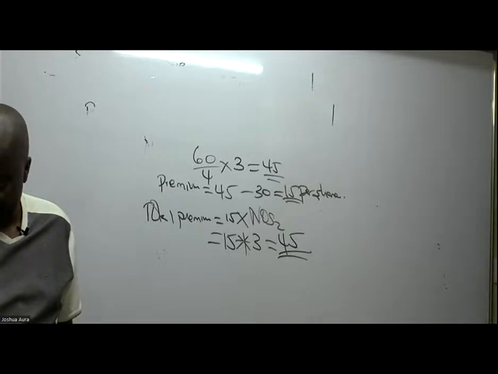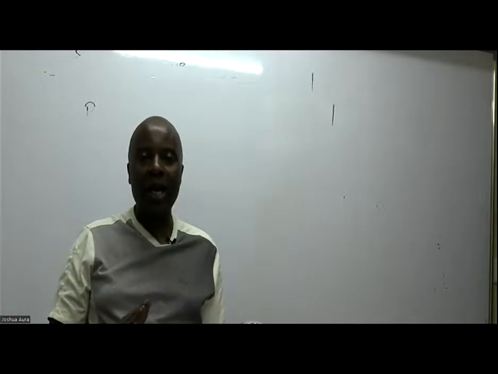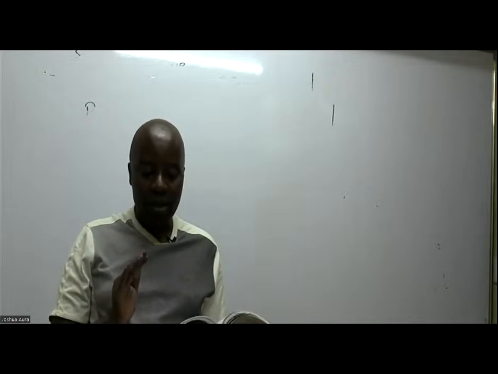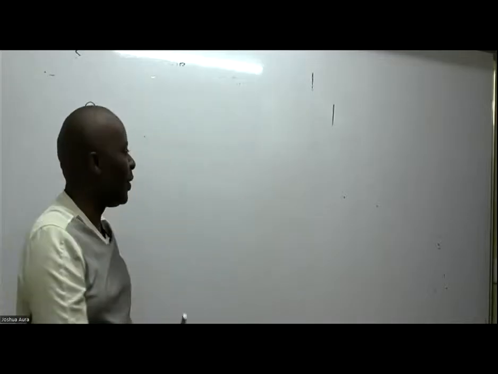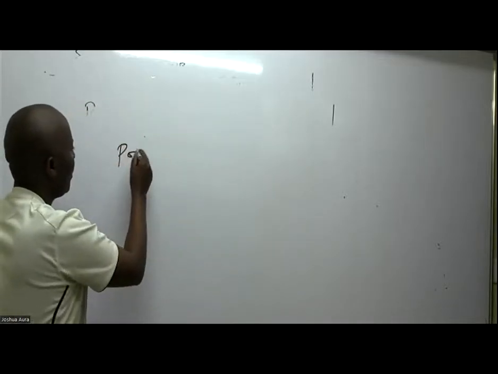Number 3. A Limited's post-acquisition earnings per share, assuming that the two companies agree on an offer price of shillings 30. So they want us to give them the post-acquisition EPS. This is very easy.